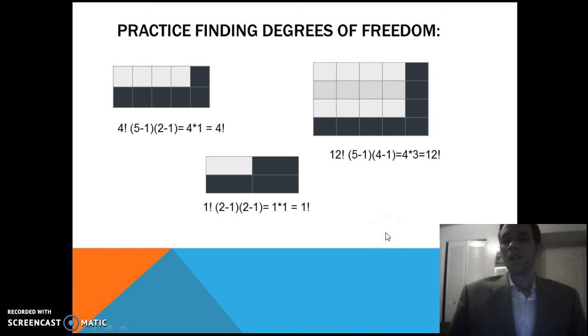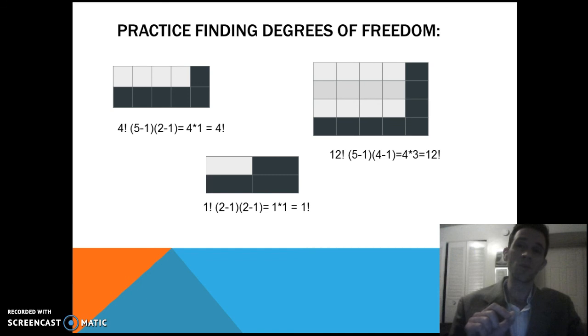So hopefully this has you well under your way on understanding degrees of freedom. And in the next video, we're going to see why that's so important, because without degrees of freedom, our chi-square value that we compute is meaningless.